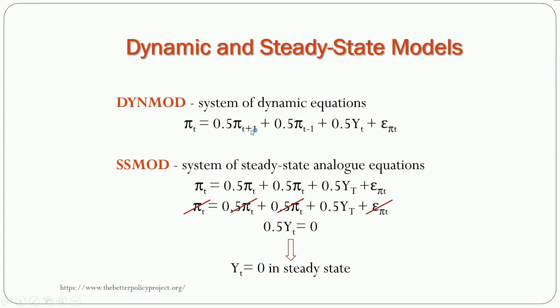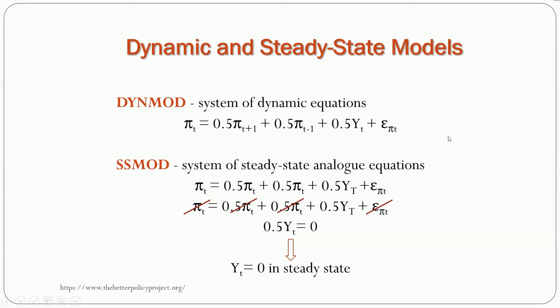here we have π t plus 1, and also we have lags here, which is π t minus 1, in inflation. And in a steady state, inflation becomes constant. So π t will be equal to π t minus 1 and will be equal to π t plus 1, leading to the simplified steady state form here.